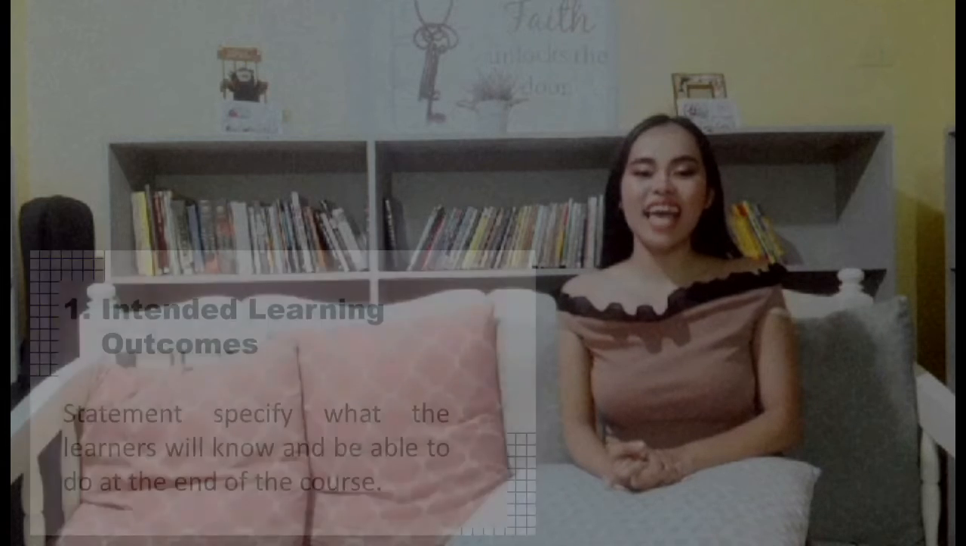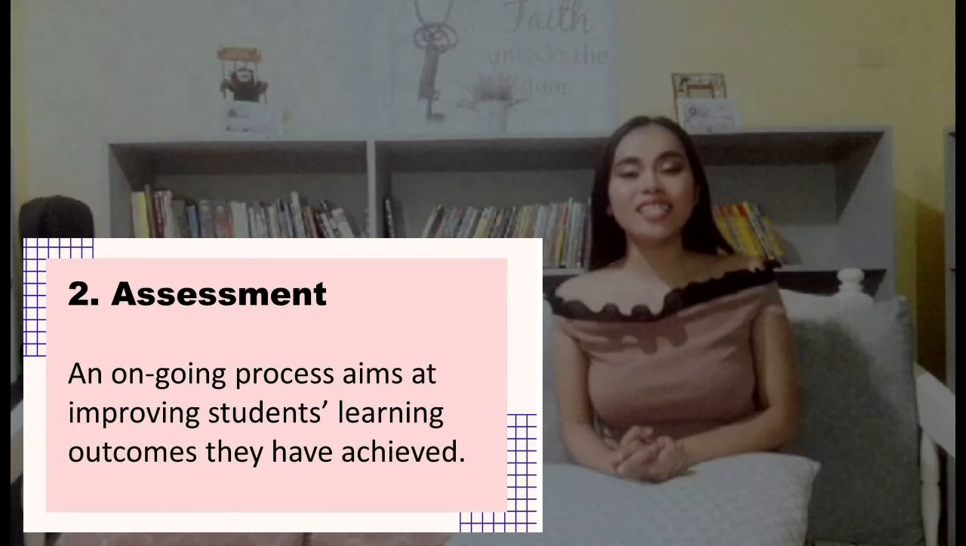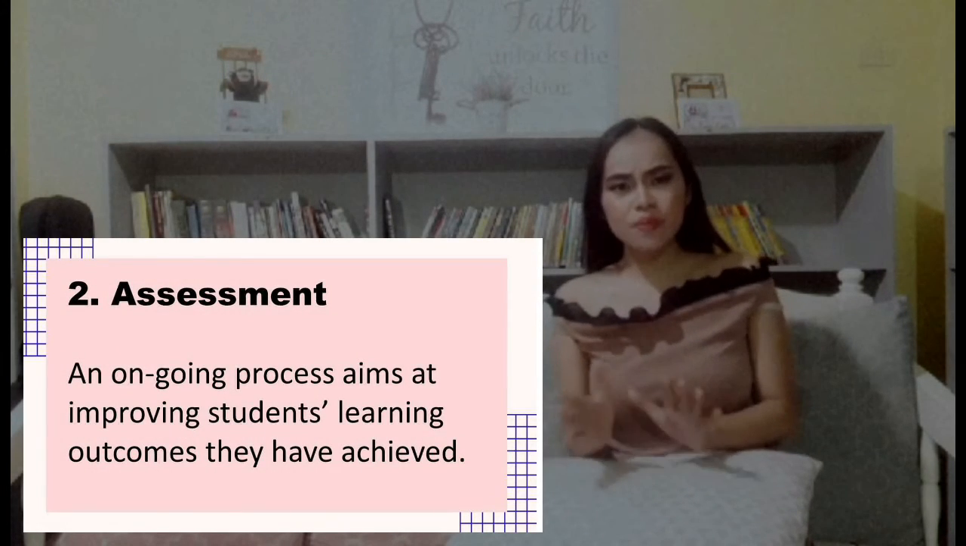So the first feature of OBE is intended learning outcomes. When we say intended learning outcomes, it is the statement of what students are expected to be able to do as a result of engaging in the learning process. The second one in its features is the assessment. Assessment of learning occurs throughout the learning process. It is designed to make each student's understanding visible.